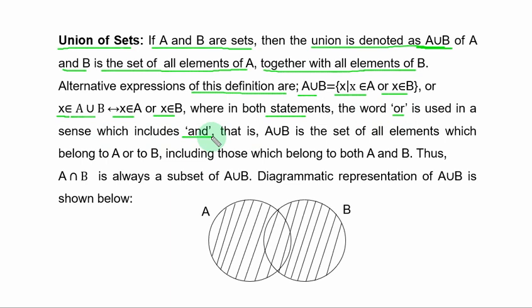Now, this is the meaning. When you are to combine the elements in set A and B, you also do that with the elements that are common to both sets. So this and denotes the elements common to both sets. That is their intersection, the next operation. That is, A union B is the set of all elements which belong to A or B, including those which belong to both A and B.